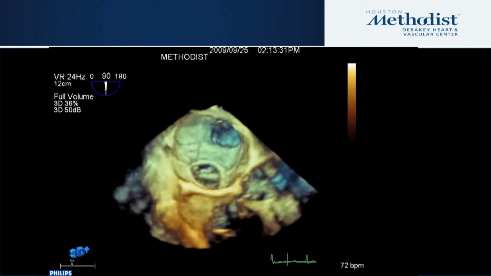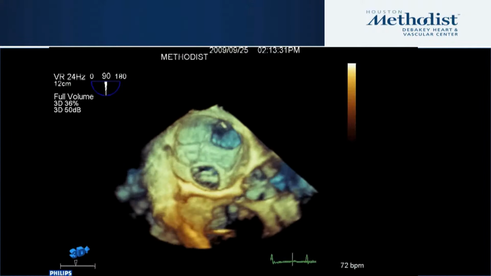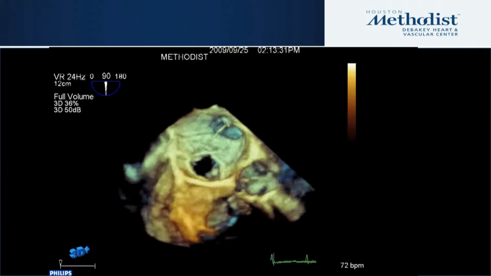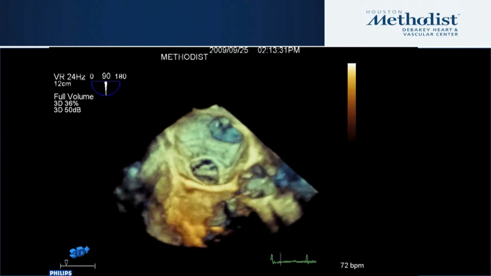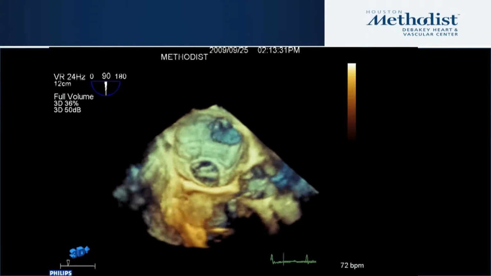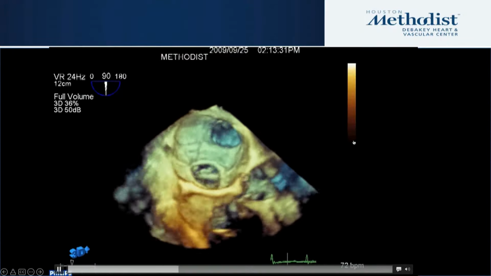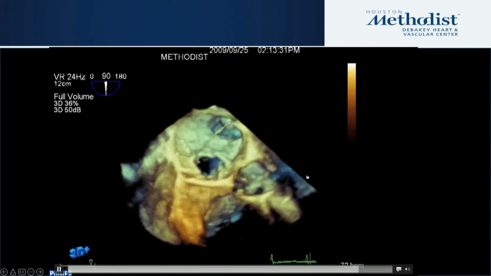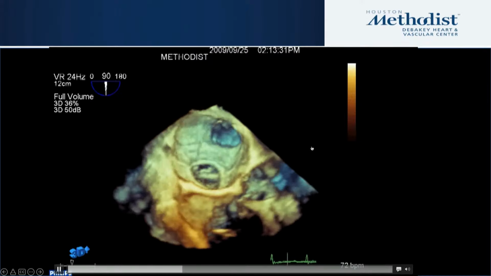This was an interesting case. This is actually more than a decade ago, some of the first experience with 3D TEE, and you can even see some stitching in this view. This is focused on a post-op mitral valve case. This was sent from an outside hospital with concern about endocarditis. The patient was doing very well clinically, had really no concern, but a transthoracic echo had seen this linear mass wiggling in the left atrium.